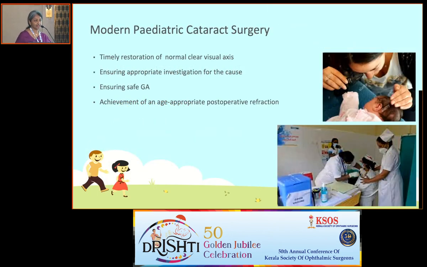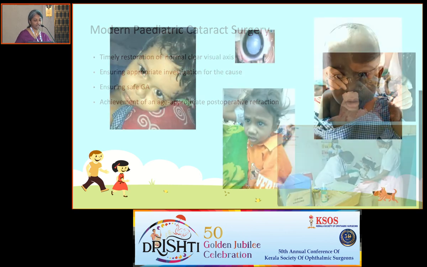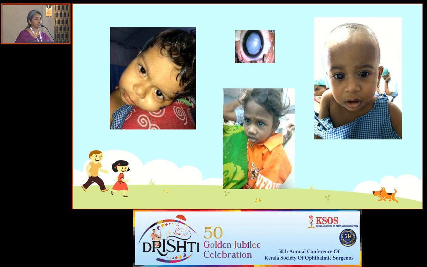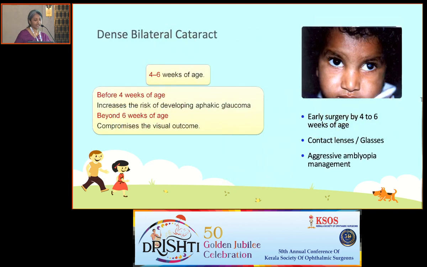Modern pediatric cataract surgery involves timely restoration of the visual axis. You should appropriately investigate, ensure a proper general anesthesia, and also age-appropriate post-operative refraction is mandatory. So if you see children like these, you know that you are looking at total cataracts, and we need to operate as soon as possible. We cannot keep waiting until we get a good biometry. But usually up to the age of one, we do not place an IOL. That is the generally agreed consensus.